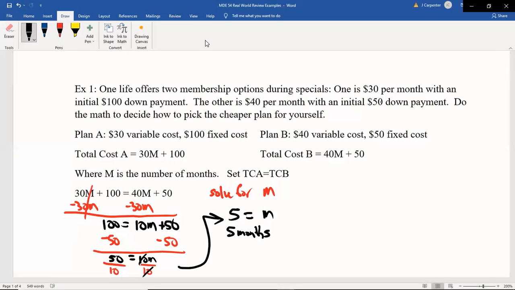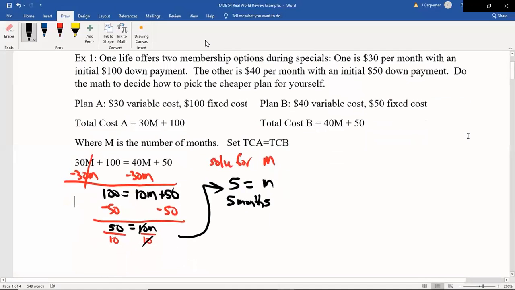And One Life is not the only type of place that offers these kind of A and B options. Cell phone plans, you'll see them out there. All right.